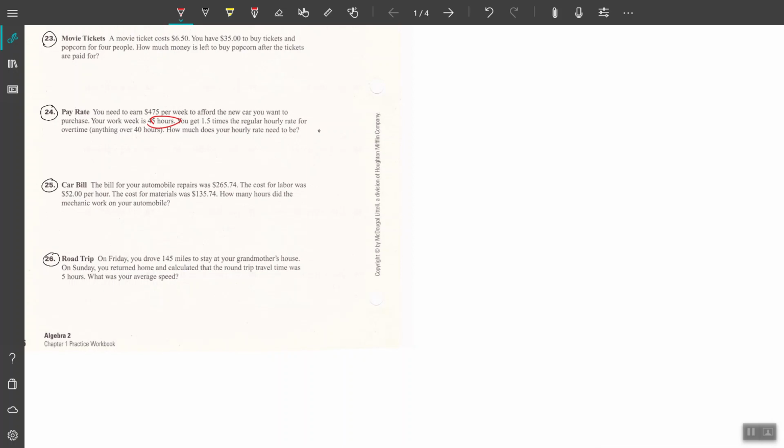So we're going to let X equal what we're looking for here. We're going to let that variable equal the hourly rate that we need. And that just means your pay per hour. Okay, hourly rate means pay per hour, or how many dollars you're going to get each hour that you work. And so we'll let X equal that. And we know you need to make $475.